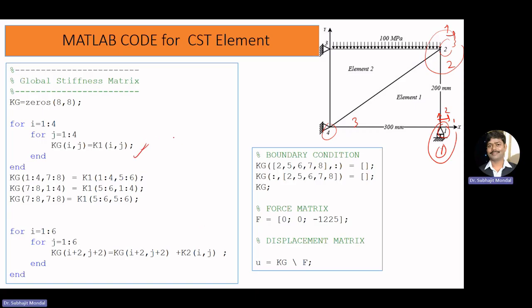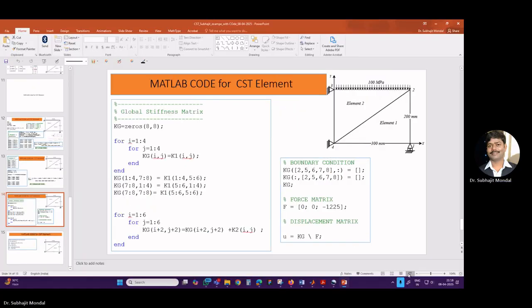Okay. And already discussed in the theoretical part that local numbering 5 and 6 corresponds to the global numbering 7 and 8. Those values corresponding to 5 and 6 must be in the 7 and 8 of the global K matrix. Okay. So this way basically we can fill K1 into the global K matrix.